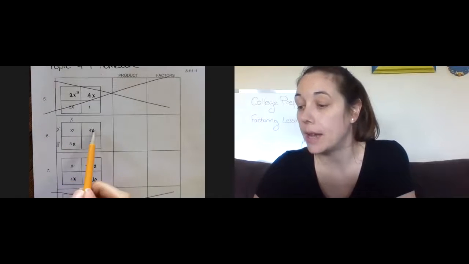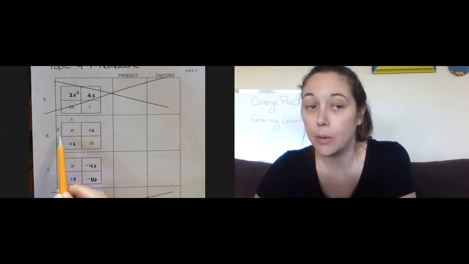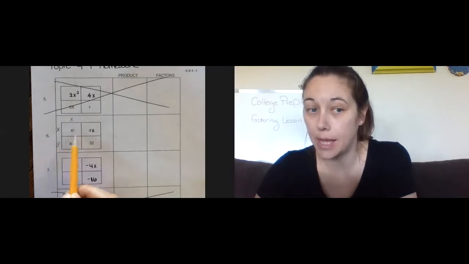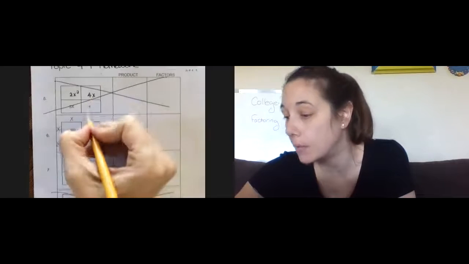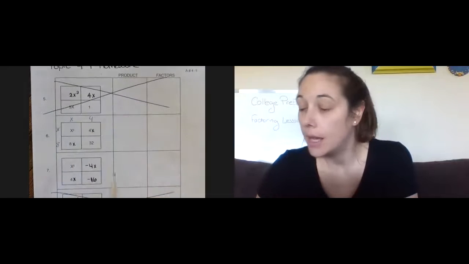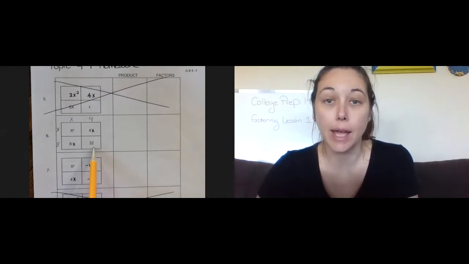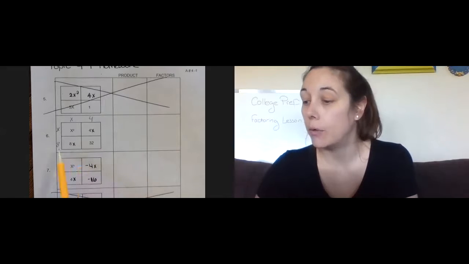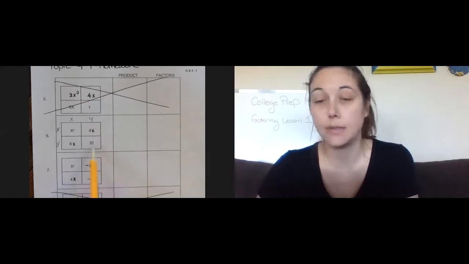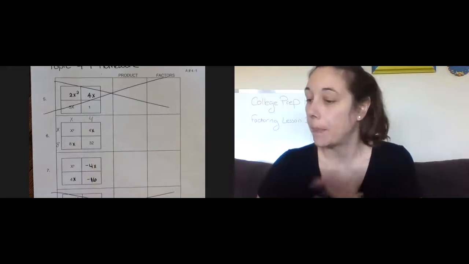Okay, let's do this one now. Now that we know that the row is x, what do we multiply to x to get 4x? Well, we multiply 4. And then our last box here, let's make sure we've got the correct things in the correct locations. So 4 times 8 gives us 32. We know we've got it right.